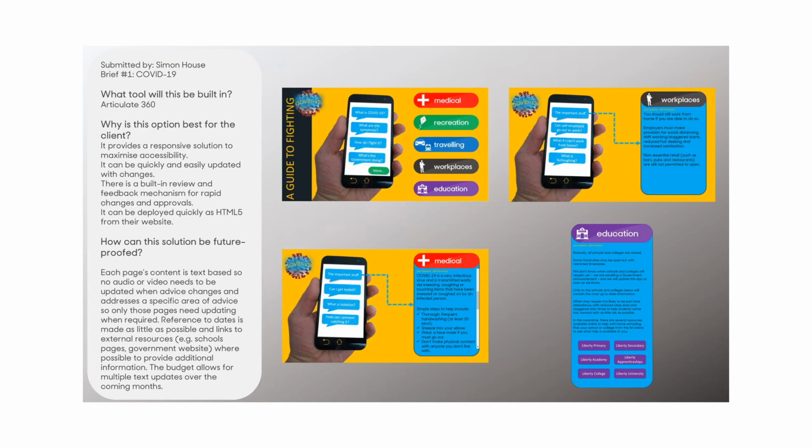And what he's also considered, which is really good for the client at Liberty City, is his budget allows for text updates over future months. So he's not using all the budget at once. He's saying, I can do this amount with the budget, and then I will be available to support you with those updates, so it's future proof. Raf, what are your reactions to Simon's solution?